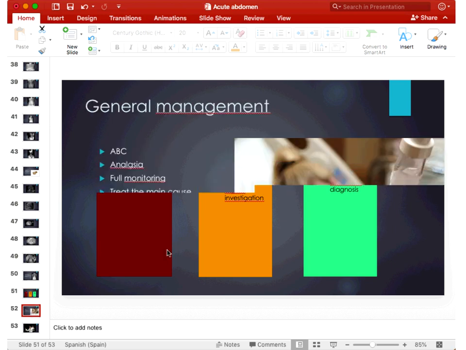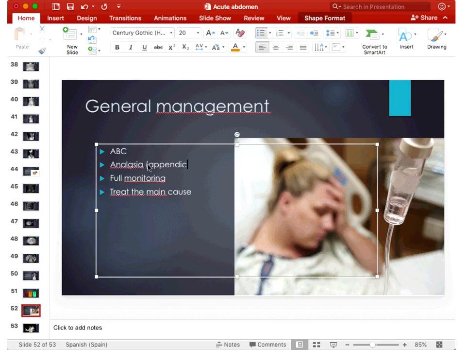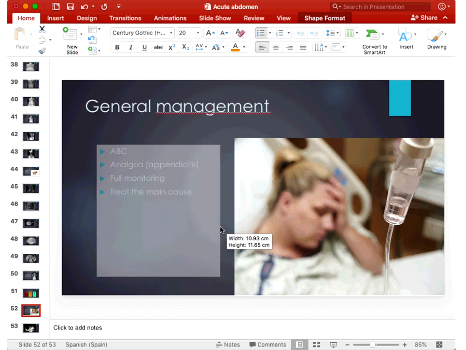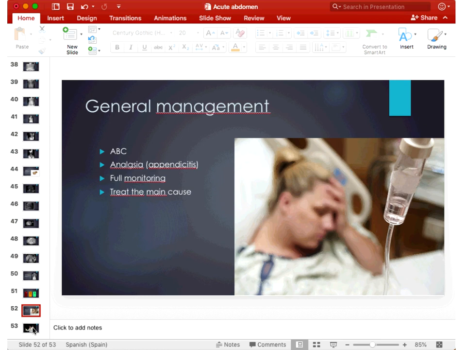And depending on this, you have to do the ABC, which is airway, breathing, and circulation. You have to give some analgesia, not in the case of acute appendicitis. You have to monitor that patient, and of course, treat the main cause as you find it. And that's pretty much it. After you find out the diagnosis, if it's surgical, it needs surgery right away, but you can do this in the meantime. You wait for the surgeon.